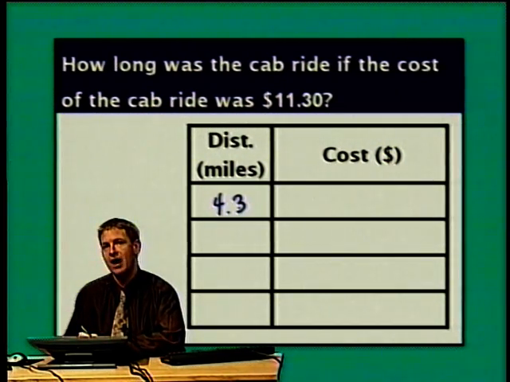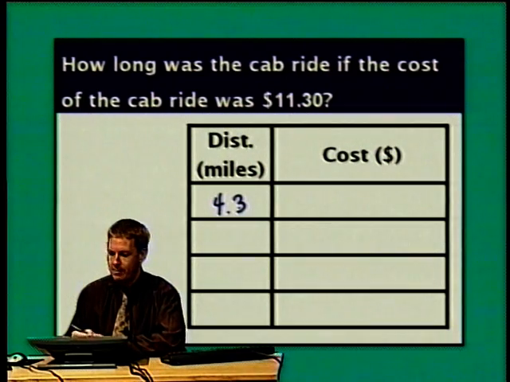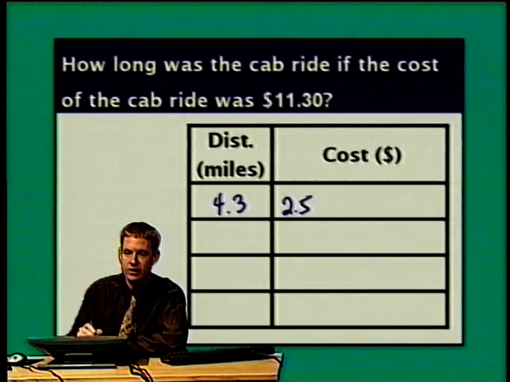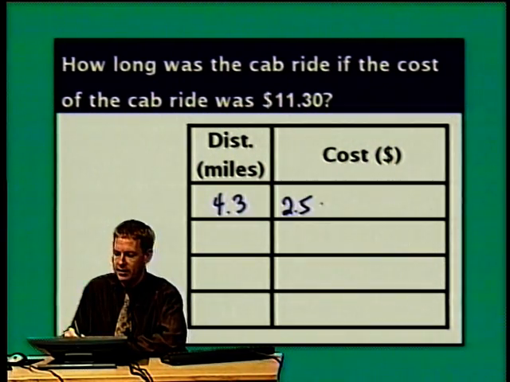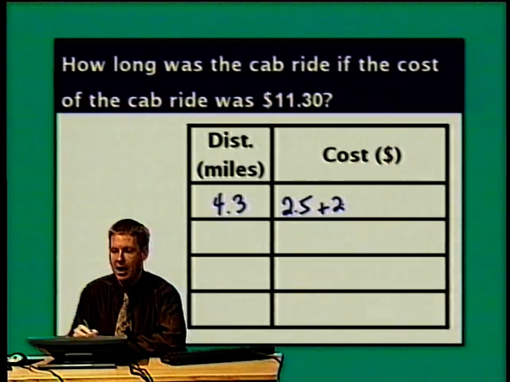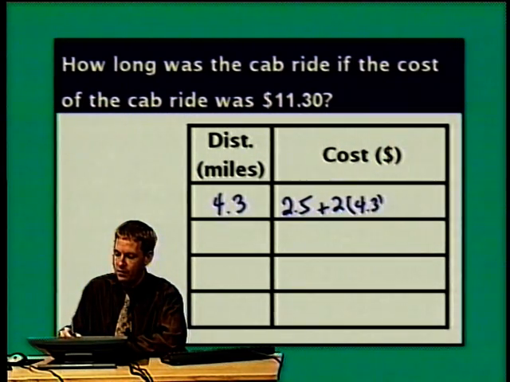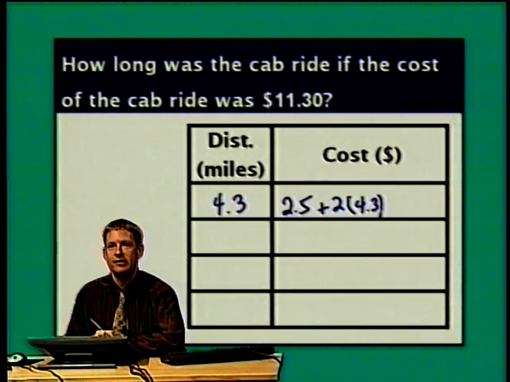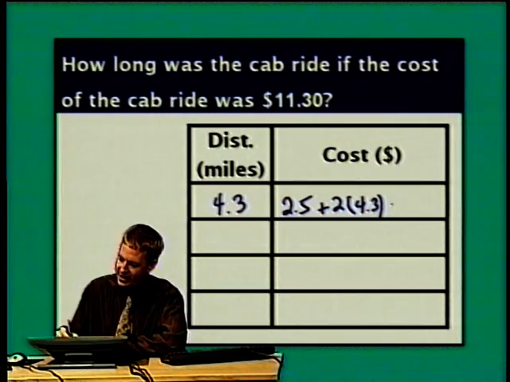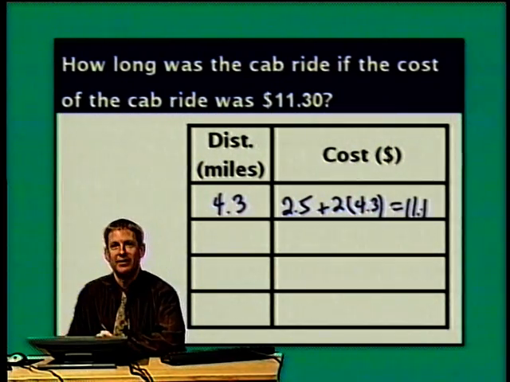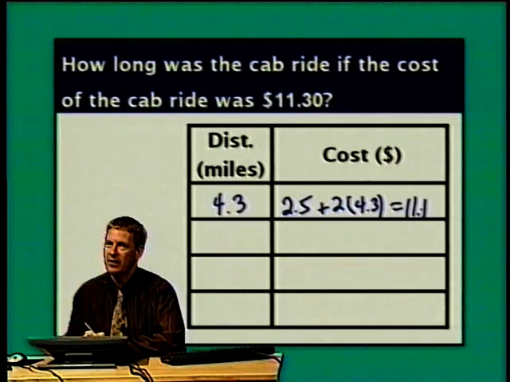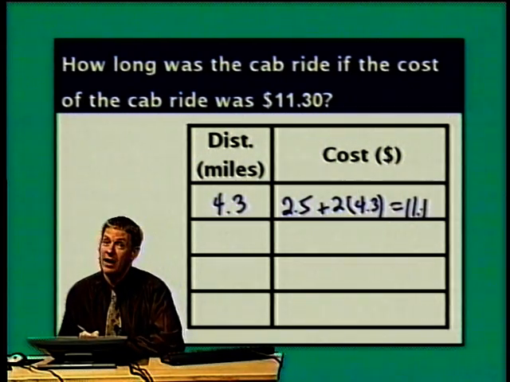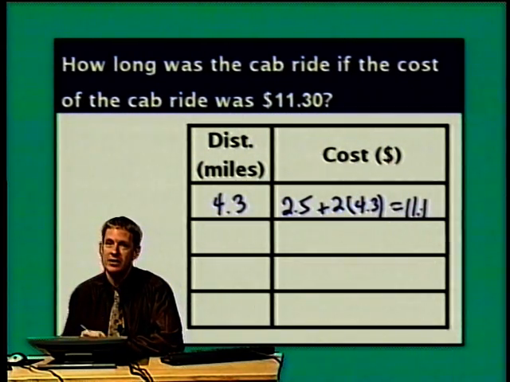So if the distance traveled in the cab was 4.3 miles, the cost is going to be our $2.50 initial charge plus our $2 per mile charge applied for 4.3 miles. 2 times 4.3 is 8.6, and when we add 8.6 to 2.5, we get 11.1. Now we're not aiming for 11.1. We're aiming for 11.3, so we don't have our distance yet, but we're really close.